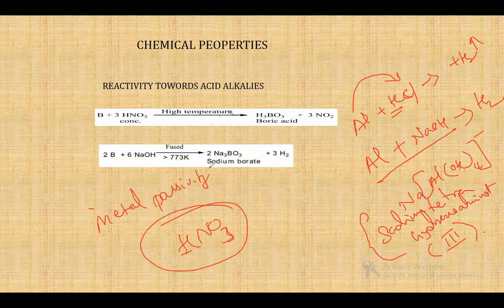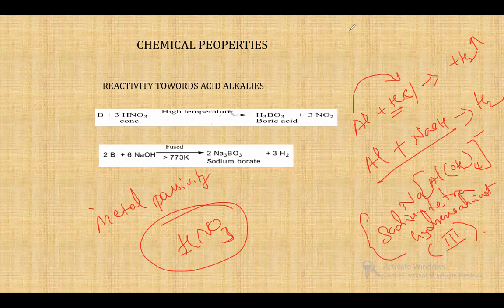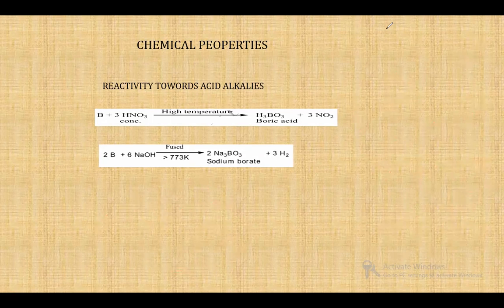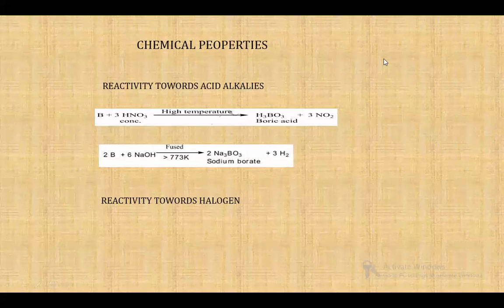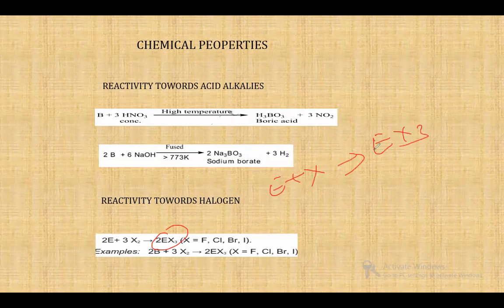So aluminium and boron react with acids and bases, which we already discussed in an earlier class. Next, reactivity towards halogens. Group 13 elements combine directly with halogens, forming EX3 type of compound, where the element is in the +3 oxidation state and the halogen is X minus. So EX3 type of compound, or MX3 type of compound.